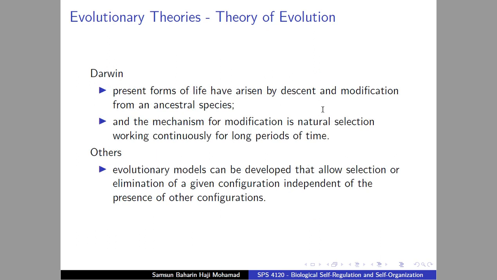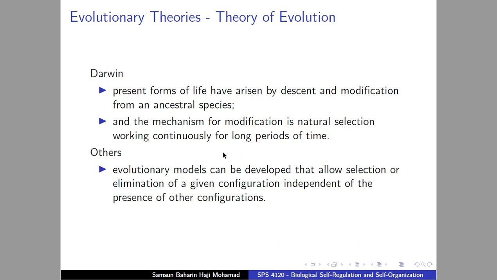The theory of evolution. So we have Darwin and others. For Darwin, present forms of life have arisen by descent and modification from an ancestral species, and the mechanism for modification is natural selection, working continuously for a long period of time. Natural selection: siapa yang buat dia hidup, siapa yang tak buat dia akan mati.